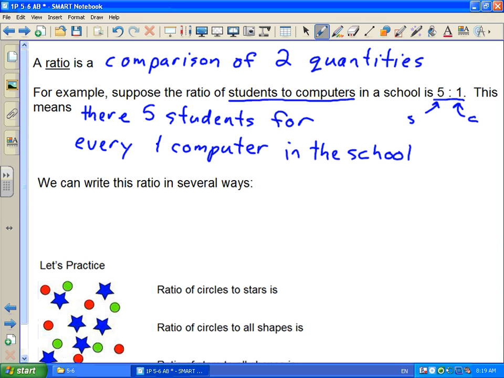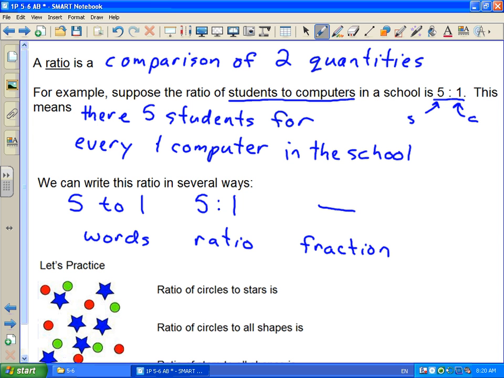Now, we can write this ratio in a few different ways. We can write it using words, as 5 to 1. Or we can write it as a ratio, like we did up there with the 2 dots in the middle, 5:1. Or we can write it as a fraction. And when we write it as a fraction, we're going to put the first number, the 5, up on the top, and the second number, the 1, down at the bottom or in the denominator.